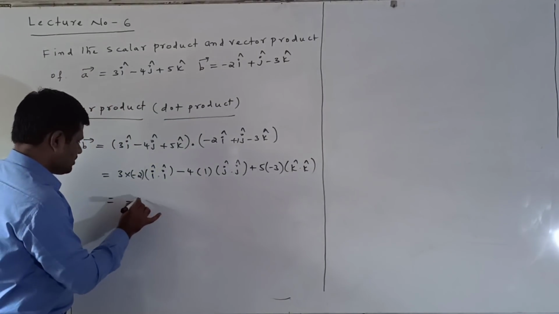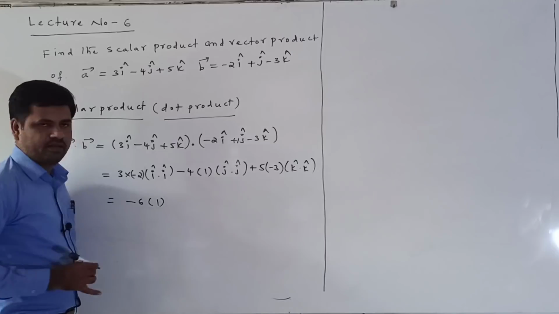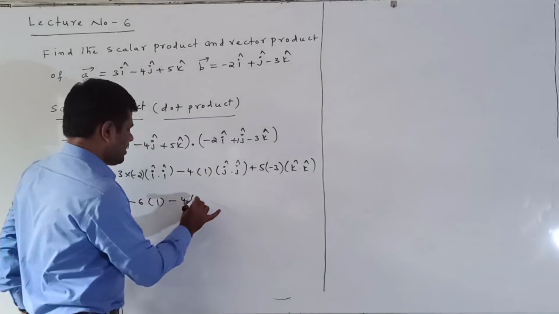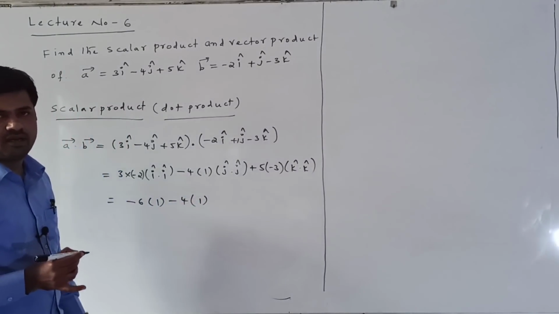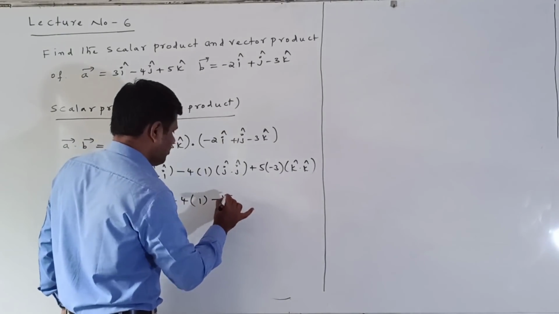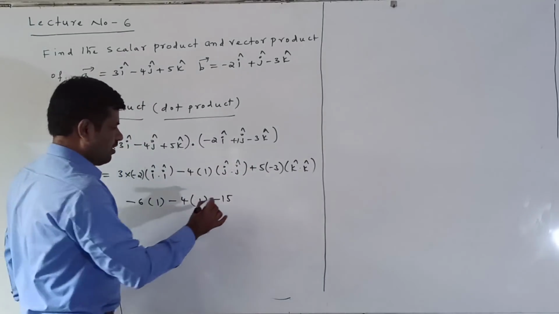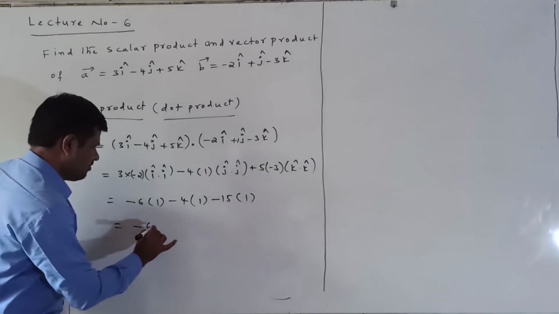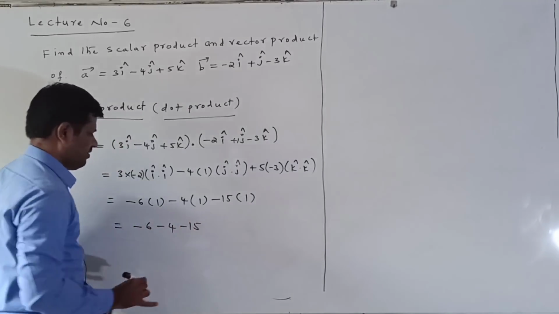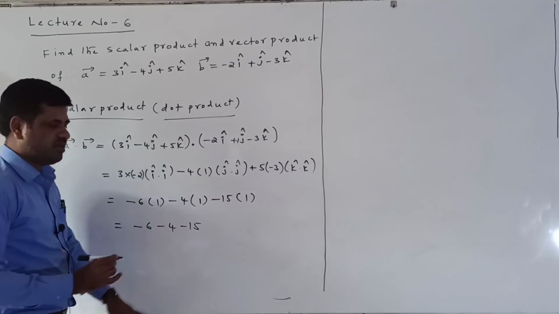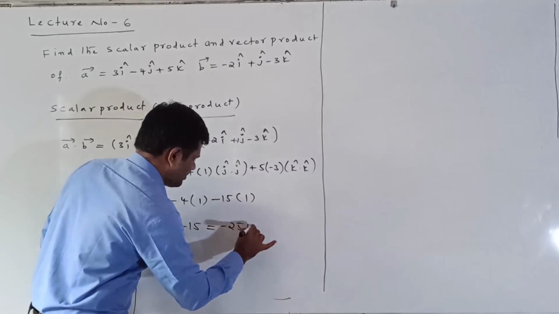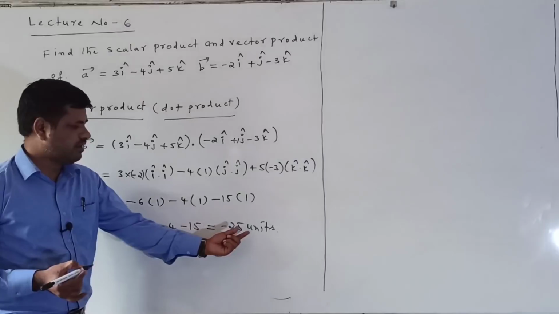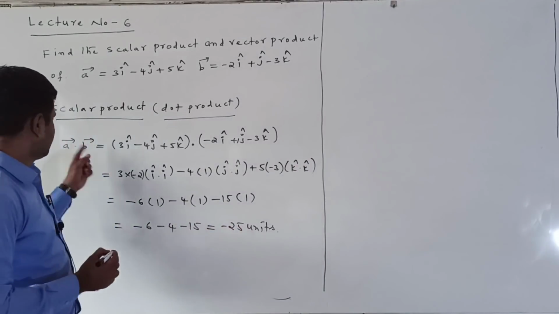Now 3 into minus 2 is minus 6. i cap dot i cap is equal to 1 in the dot product. Minus 4 into j cap dot j cap, whose value is also 1. Now 5 into minus 3 is equal to minus 15, and k cap dot k cap is equal to 1. Now what are we getting here? Minus 6, minus 4, minus 15, which is equal to minus 25 units. If no units are given, directly I am writing units. This is a bar dot b bar.